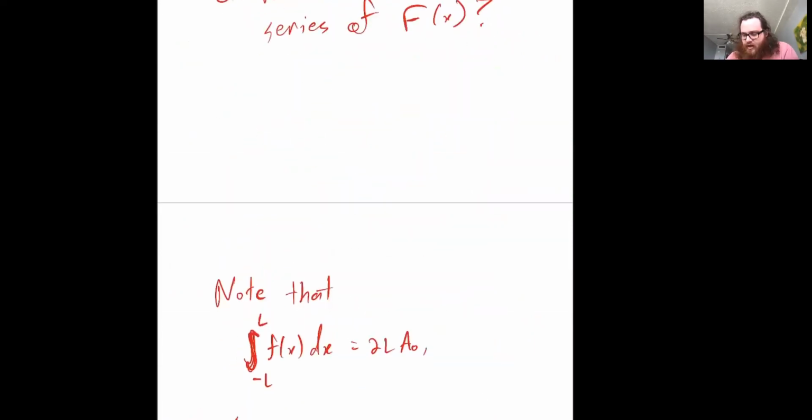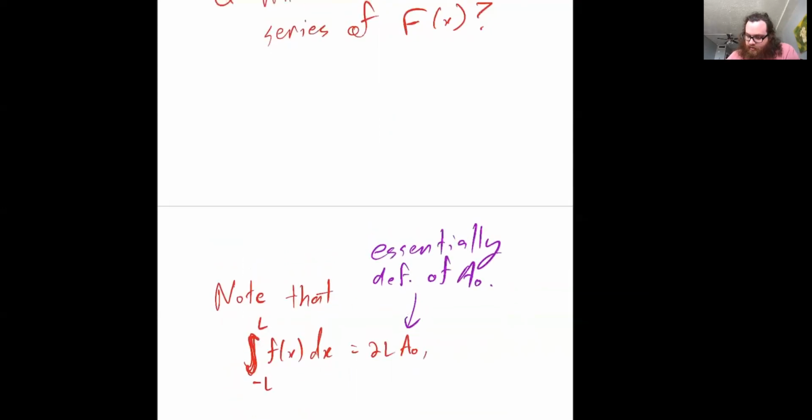Okay, so the first observation is that the integral of our function from negative L to L is going to be 2L times A0. Why is that? Well, this is essentially the definition of A0. A0 is 1 over 2L times that integral, so the integral is that. So what does this tell us?